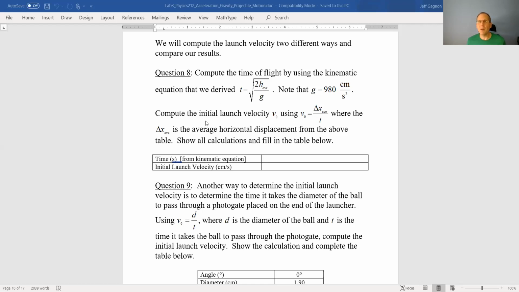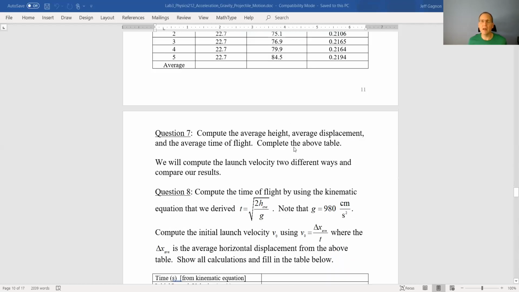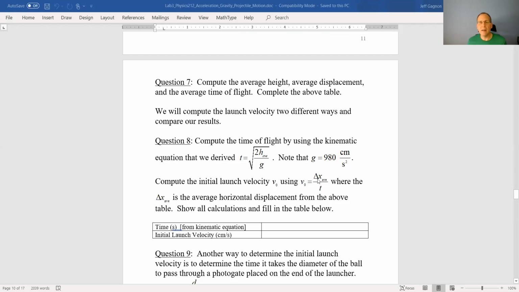And then if I want to compute the velocity now, well, that's just going to be the horizontal displacement. So that's the average from this table here. So that'll be delta X average, divided by this time of flight. So I want you to use that time of flight.